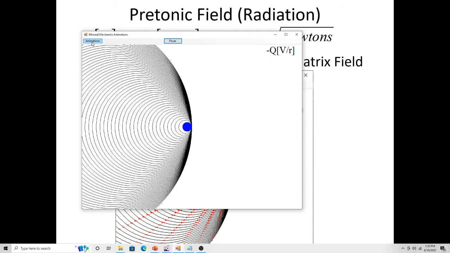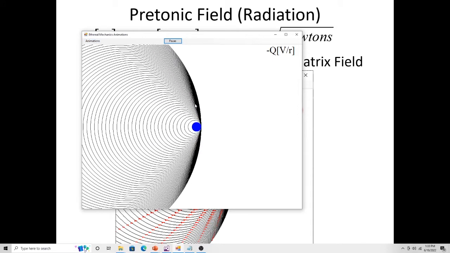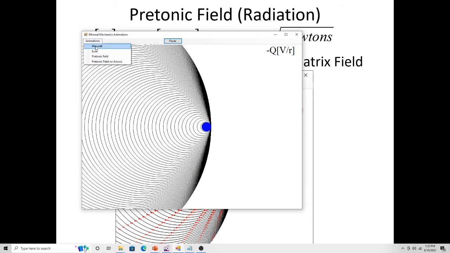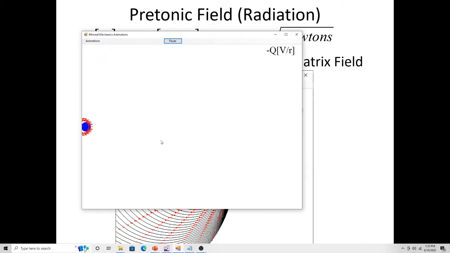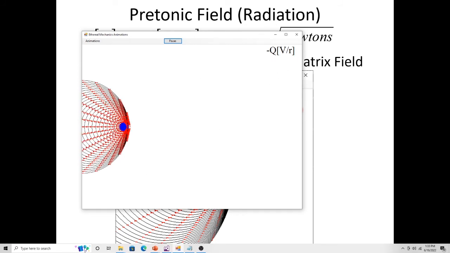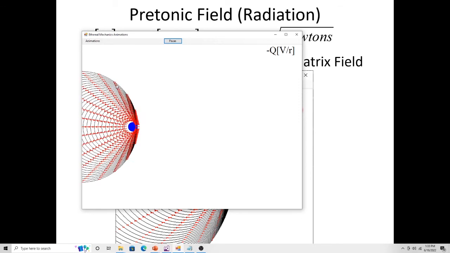Okay, and now this only shows how the disturbance propagates away. I'm going to add the arrows, and these little arrows show you the force on the disturbance. Now this is kind of a misnomer because a Pretonic field is a matrix field. It doesn't have vectors yet. There's a lot of information in this field.